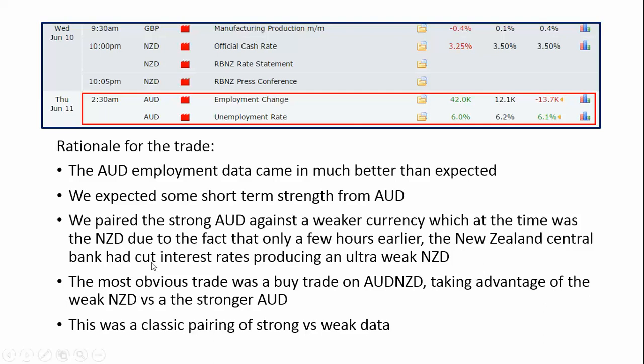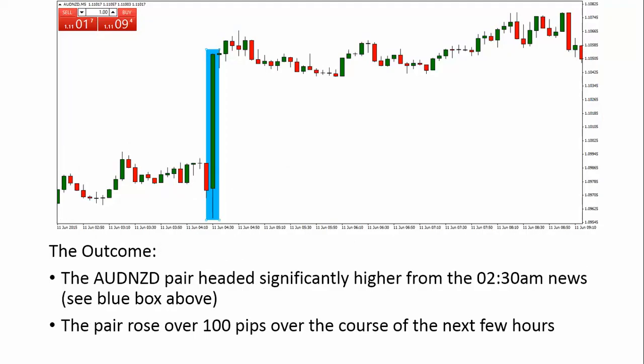And again, it was a classic pairing of strong versus weak data, which essentially links into a strong versus weak currency pair, which provides us with the greatest possible moves. So let's have a look at the chart at the time. The candle is the 5-minute candle that's been highlighted by that blue box.